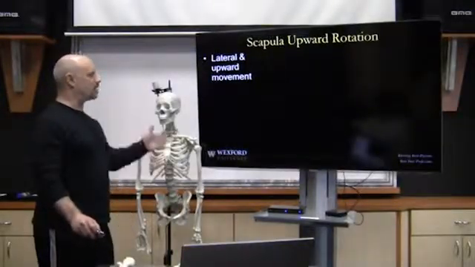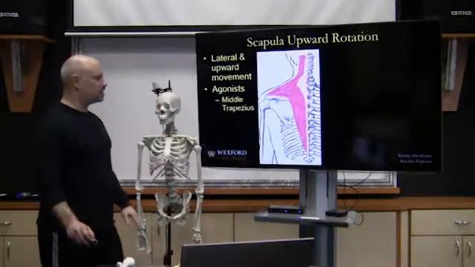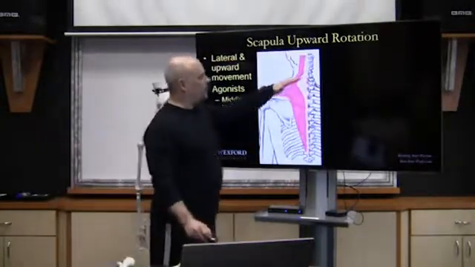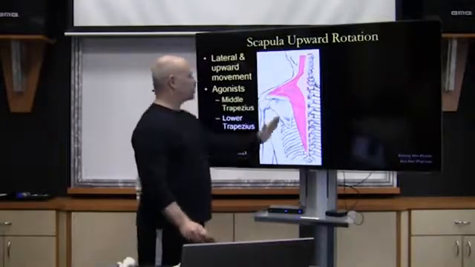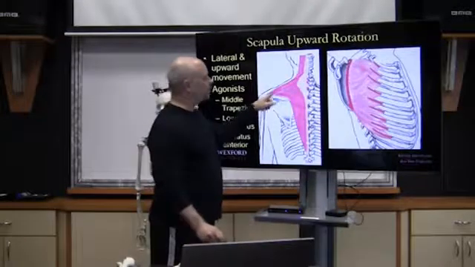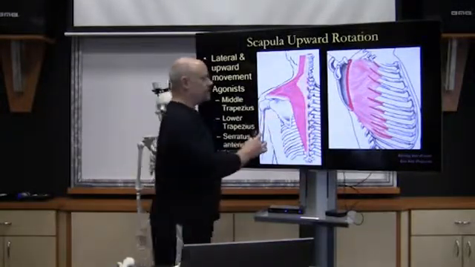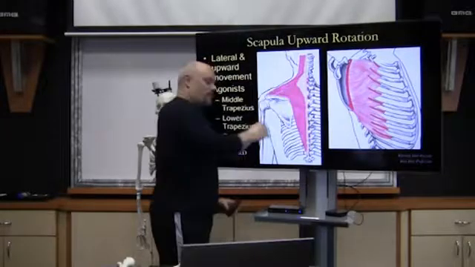Upward rotation: lateral and upward movement. The agonists are the middle traps. Once again, they pull this way. The lower traps, they pull down. Then we have the serratus anterior. They pull this way and this way, so it gets a force couple, and they rotate upward.